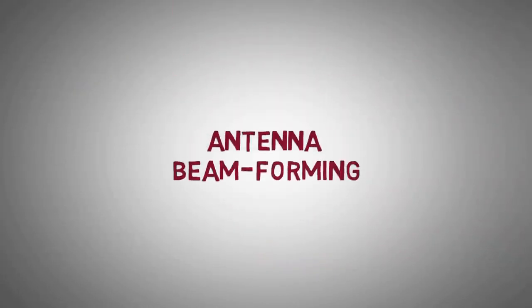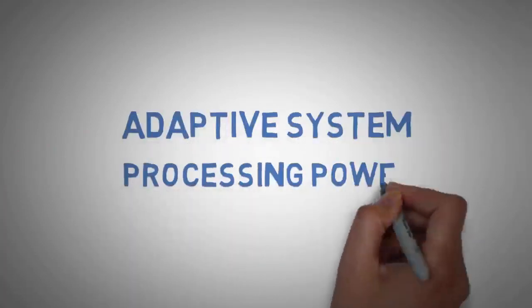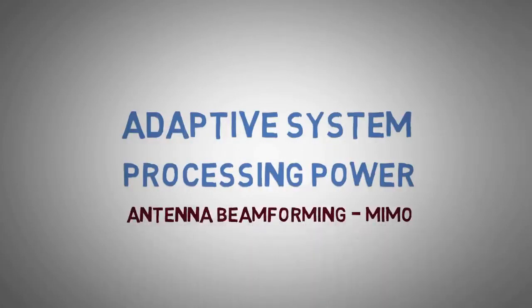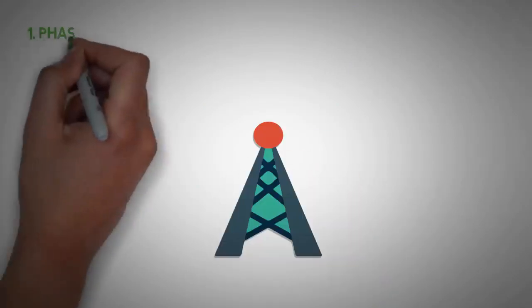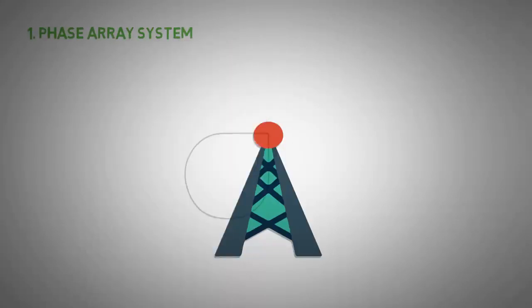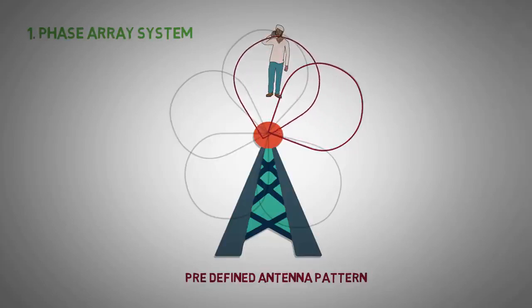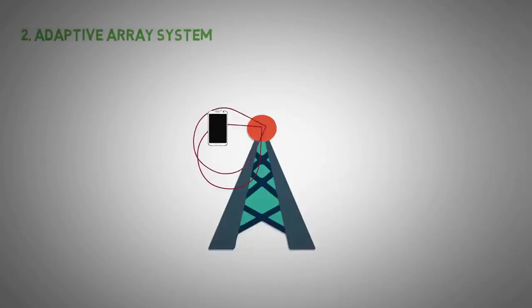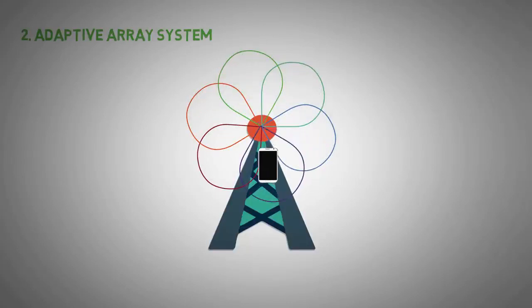Antenna beam forming. With the development of more adaptive systems and greater levels of processing power, it is possible to utilize antenna beam forming techniques with systems such as MIMO. In this technique, smart antennas are used, which can be of phased array system. Phased array systems have a number of predefined patterns. The required one is switched according to the direction required. Adaptive array systems. This type of antenna uses what is termed adaptive beam forming, and it has an infinite number of patterns and can be adjusted to the requirements in real time.